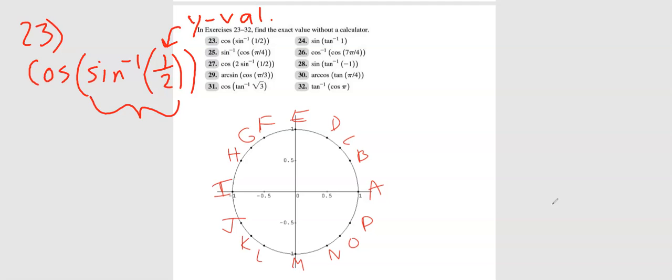B? Oh, I thought it was negative, but it's not. I misread it. It's positive. It is B. Well, it looked like it. What angle is that? Pi over 6. Thank you very much. So this part right here is pi over 6.